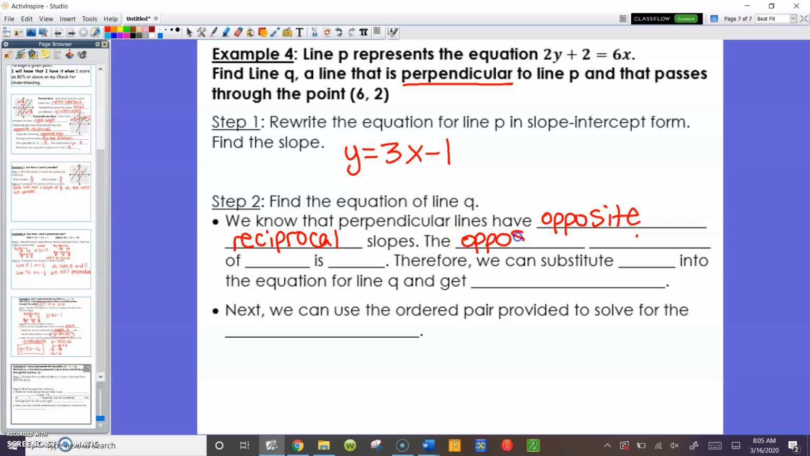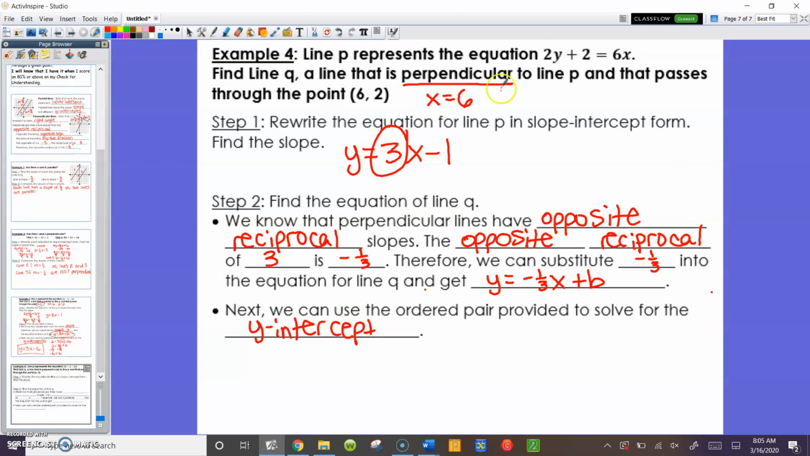And the opposite reciprocal of 3, because look, our slope is 3. The opposite reciprocal of 3 is a negative 1 over 3. Therefore, we can substitute negative 1 over 3 into the equation for line Q, and we would get y equals negative 1 over 3x plus b. Now we're going to do the same thing that we did and use our ordered pair to solve for the y-intercept.